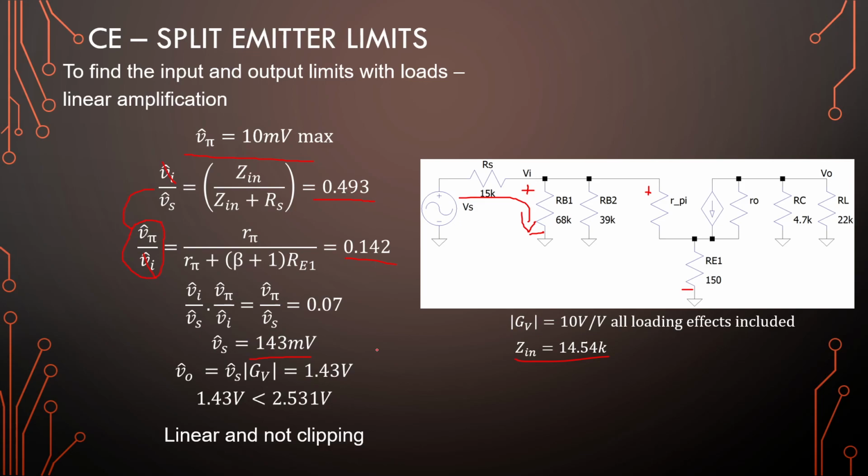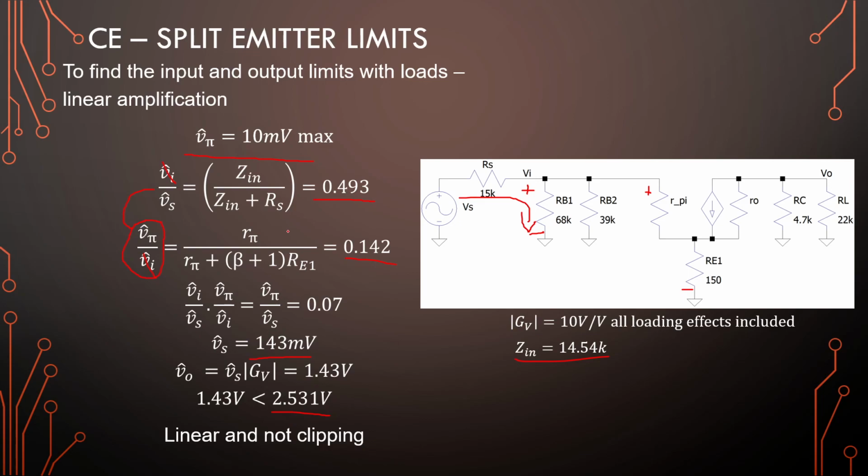That is a large input, considering that it will give linear amplification from that. And with the previous one, it was about 20 millivolts. So this is 7 times higher input than the bypassed emitter resistor. And our output from our input is 1.43 volts peak, which is still less than the area where it's non-linear and where it is clipping.